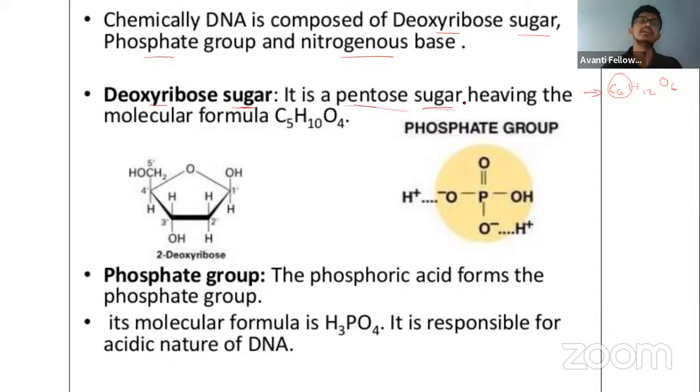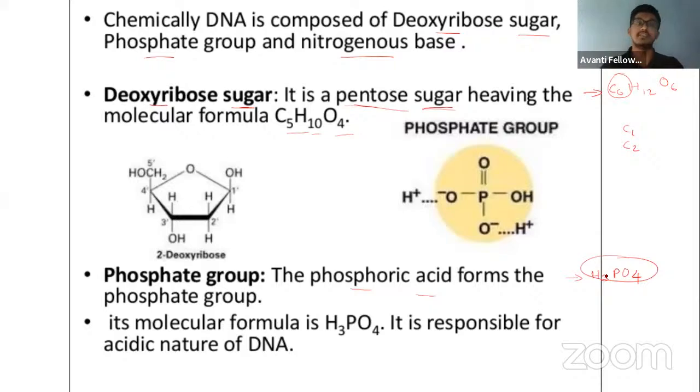So deoxyribose is made up of 5 carbon atoms, designated as C1, C2, C3, C4, and C5, arranged like this. The formula for this pentose sugar is C5H10O4. Got it? Then you have the phosphate group. The phosphate group usually comes from phosphoric acid, whose formula is H3PO4. This is a molecule which acts as a donor of a phosphate group.